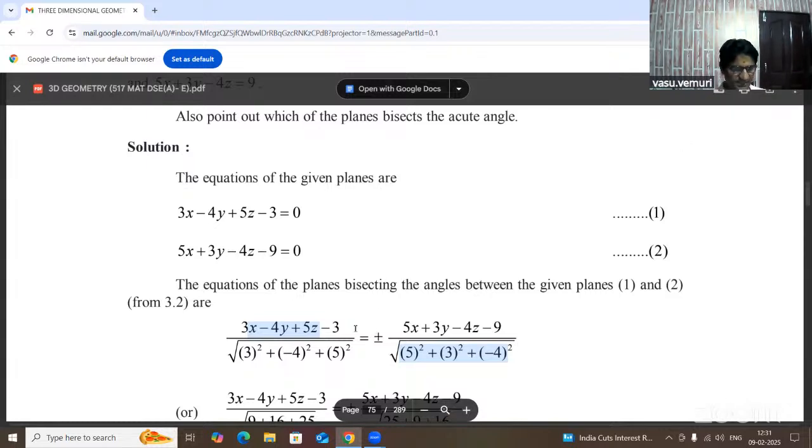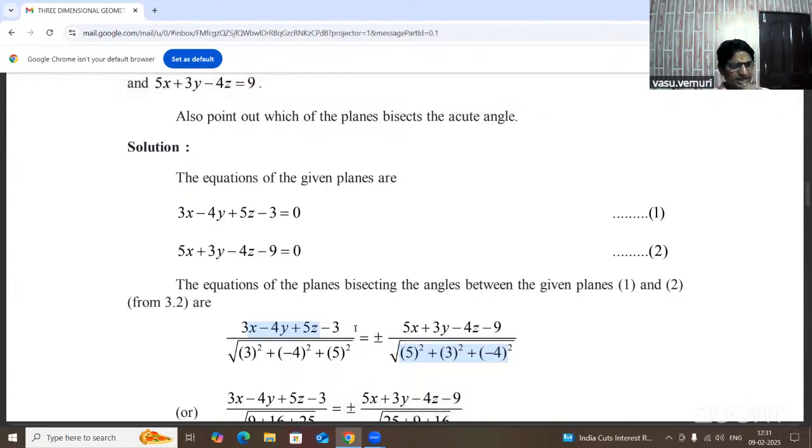Plus or minus (3x minus 4y plus 5z minus 3) by root of 3 square plus (minus 4) whole square plus 5 whole square. That is A1 square, B1 square, C1 square. And again that equals, after the removal of the modulus, we take plus or minus (5x plus 3y minus 4z minus 9) by root of 5 square plus 3 square plus (minus 4) whole square. That is the direction ratios of the second plane.